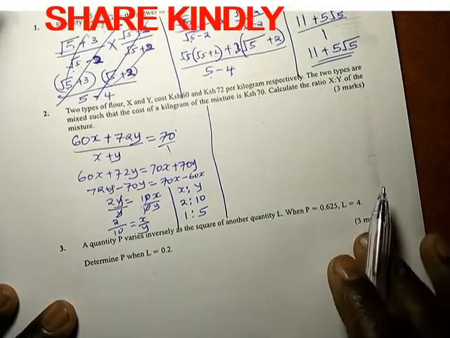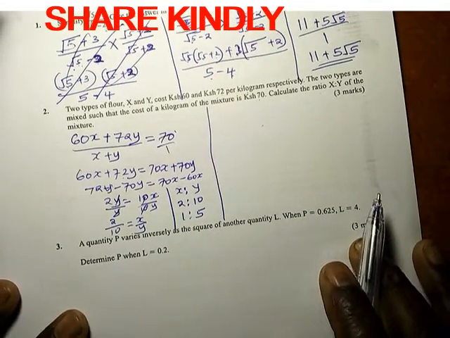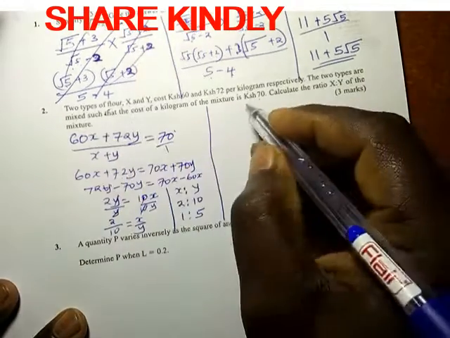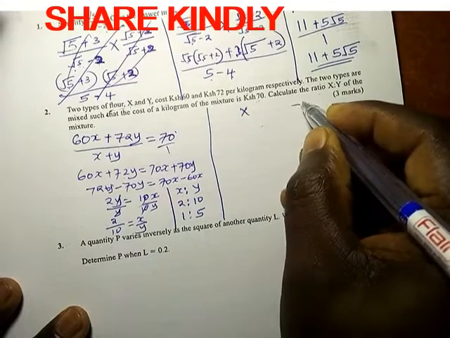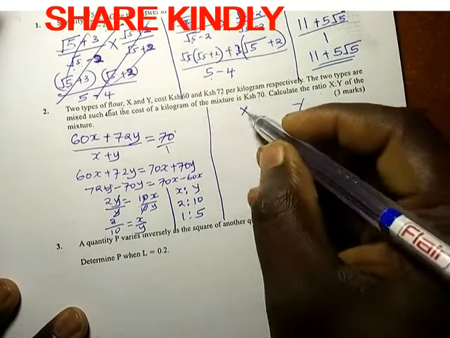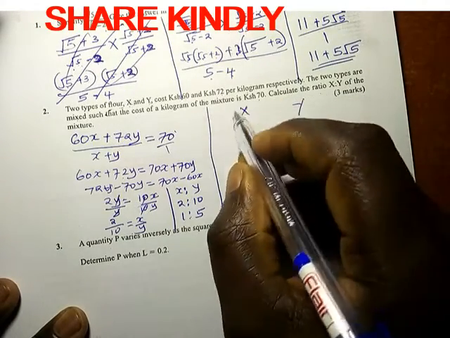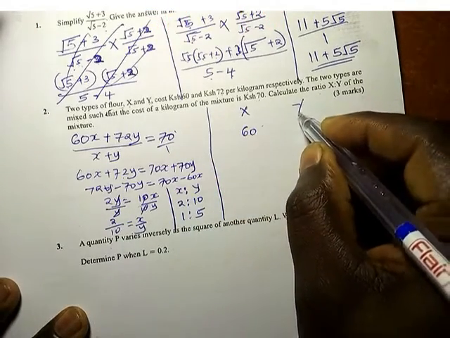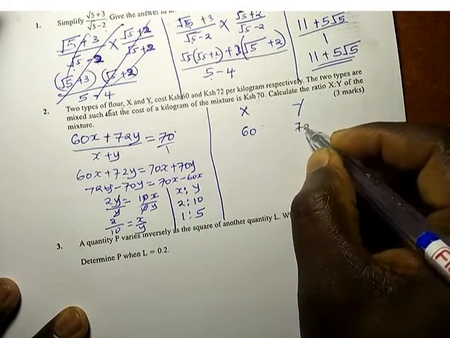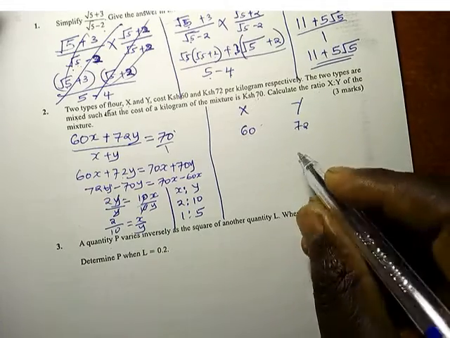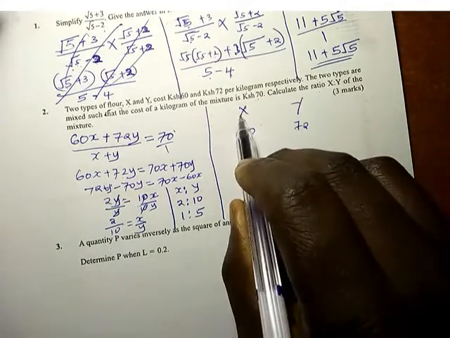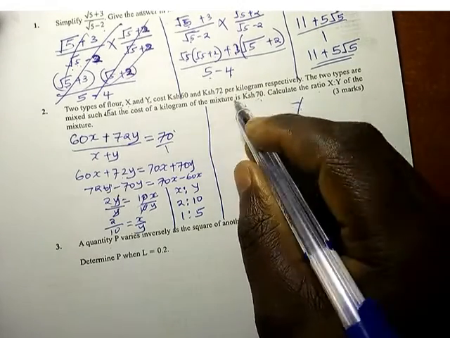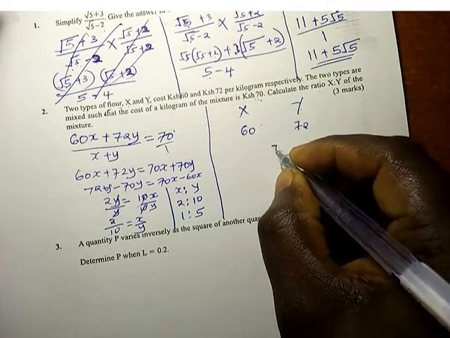Maybe this method may be confusing to you. Let me give you the simplest. We have two types, which is x and y. So write x, y. Each is costing 60, x is 60. You write 60. Y is costing 72. So the mixture of x and y is sold at 70. You put 70, the cost of the mixture, in the middle here.